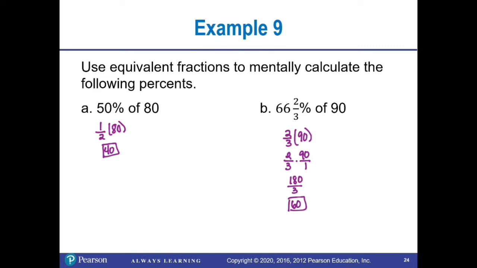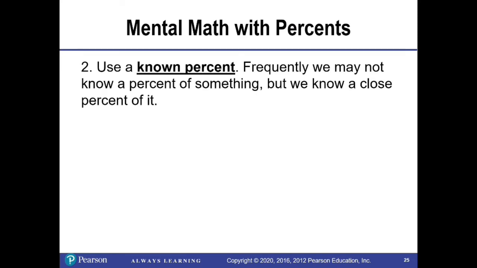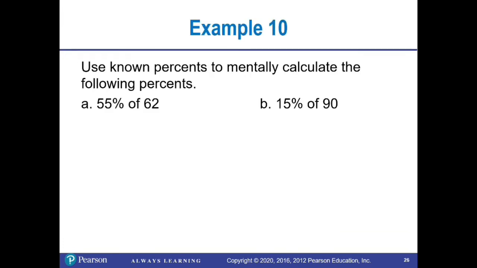Another method that we can use to mentally calculate with percents is using a known percent. Sometimes we may not know the exact percent of something, but we know a close percent of it. For instance, let's suppose I want to find 55% of 62. Well, I know a close percent to 55%. That's 50% of 62. The fraction equivalent, 50% is half, so half of 62 is 31.